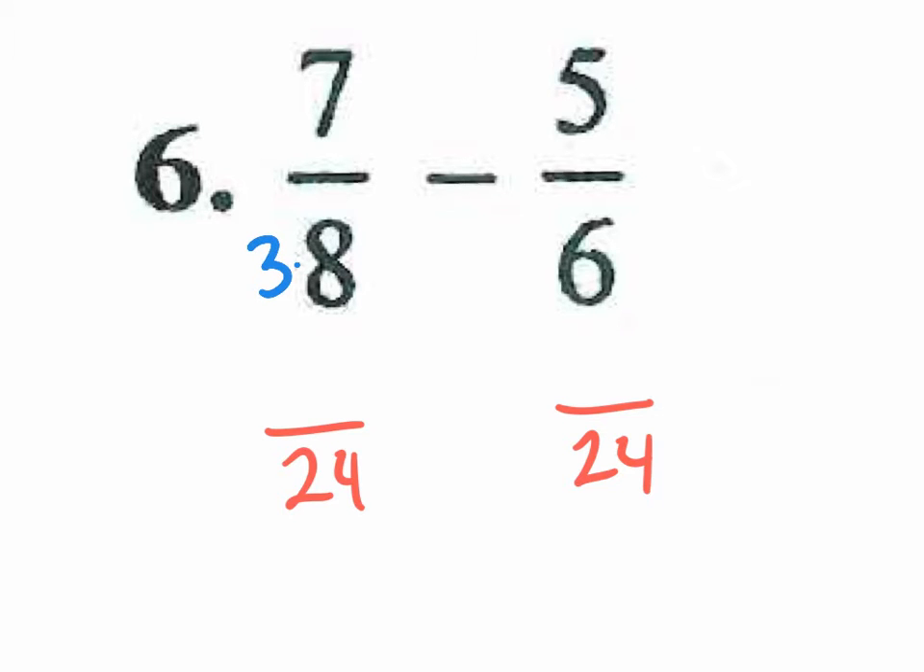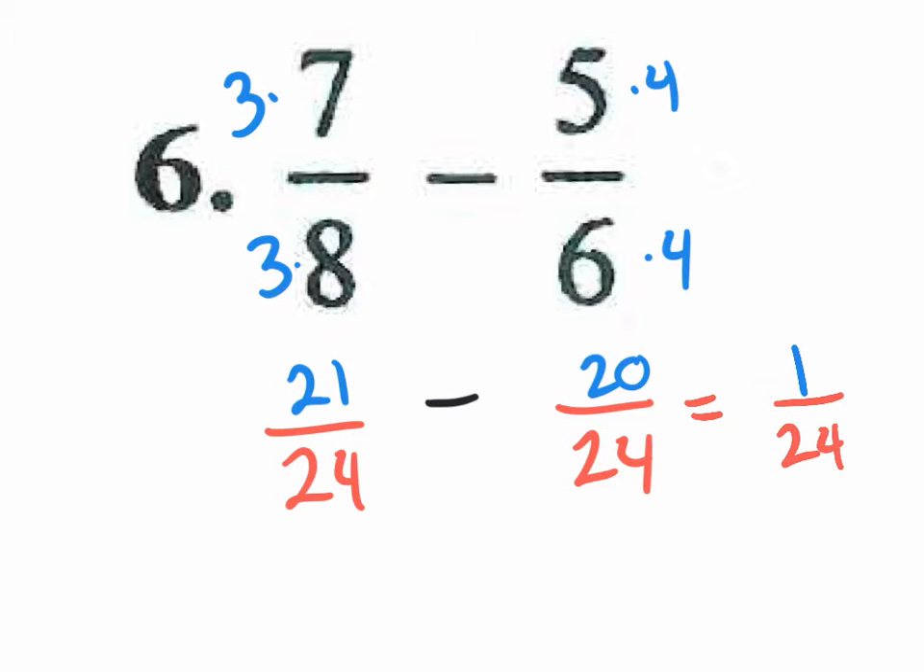Multiply that by 3 to get to 24. So you have to multiply the top by 3. And what do we get? 21. Okay, now it is still a minus problem, a subtraction problem. Now the other one, 6 times what gets us to 24? 4. Times 4. Okay, so times 4, what do we get up on top over here? Yeah, 20. When you take away the 21, take away 20, you get 1. And it's still over that common denominator 24. 1 over 24, and you cannot simplify it. And that's as far as you could go.